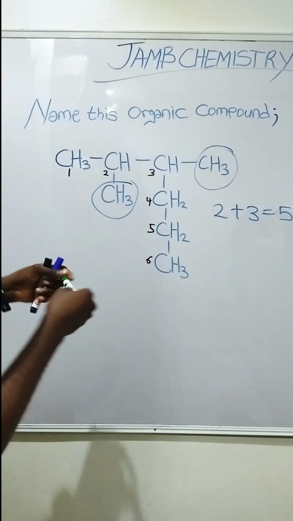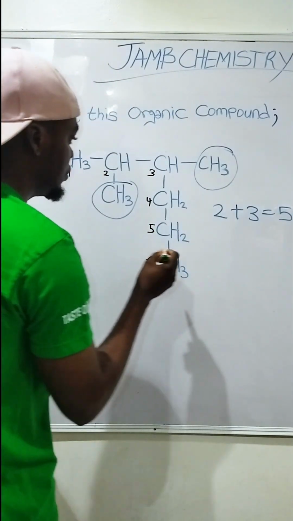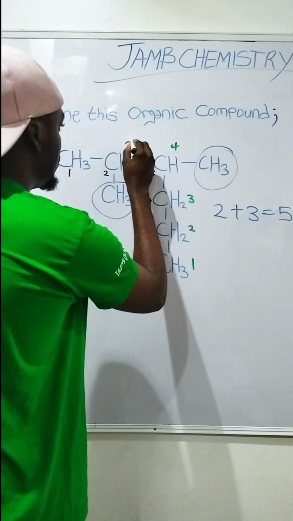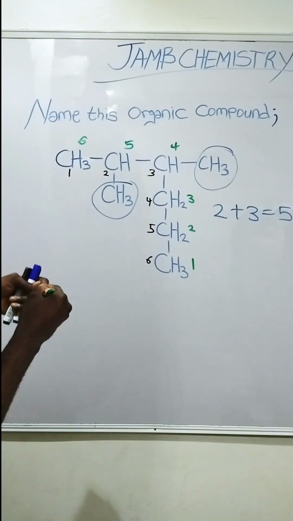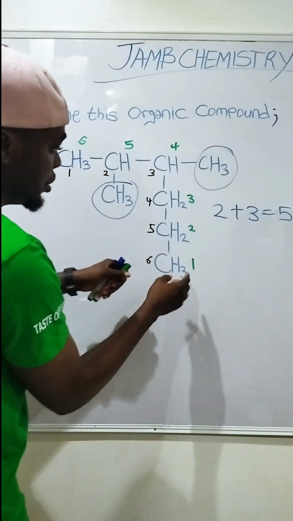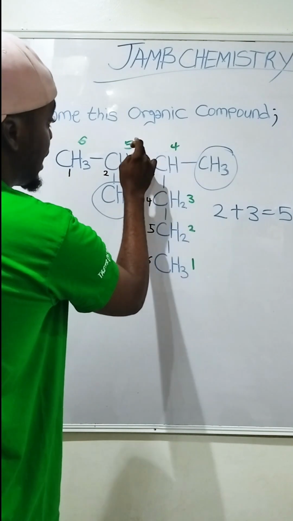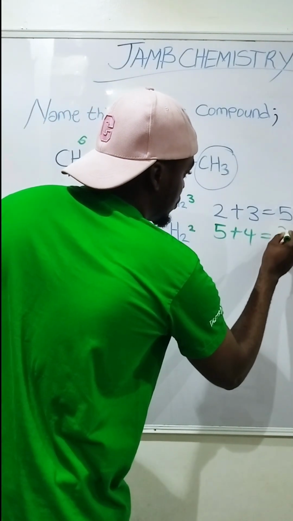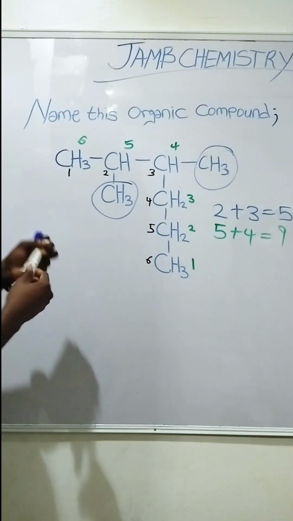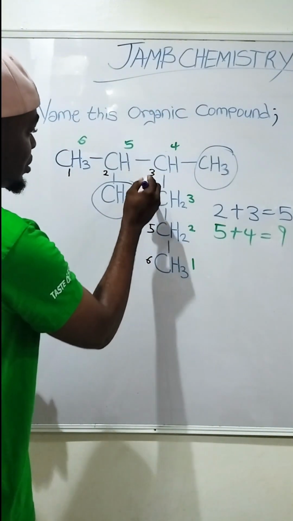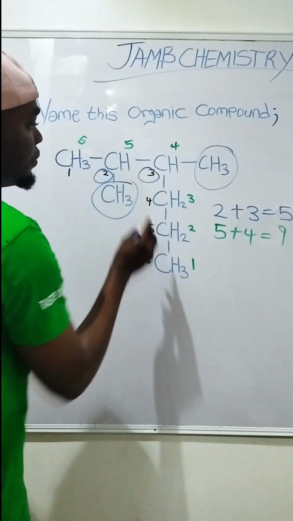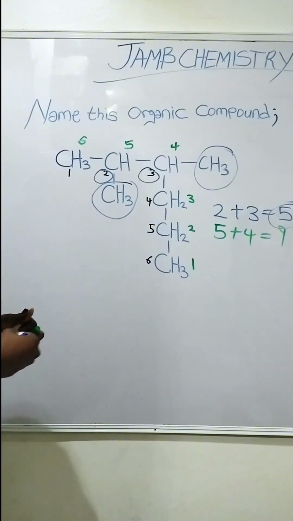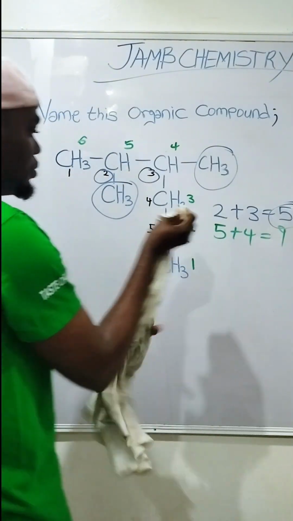Now let's check from this direction to this direction. So let's count 1, 2, 3, 4, 5, 6. If you count from this direction to this direction, notice that the substituents are on carbon 4 and on carbon 5. So you do 5 plus 4. That will give you 9. So that means this particular direction gives the substituents the lowest number possible. That is 5. So we follow this direction because it gave the substituents the lowest number possible. So that means we need to erase this direction.